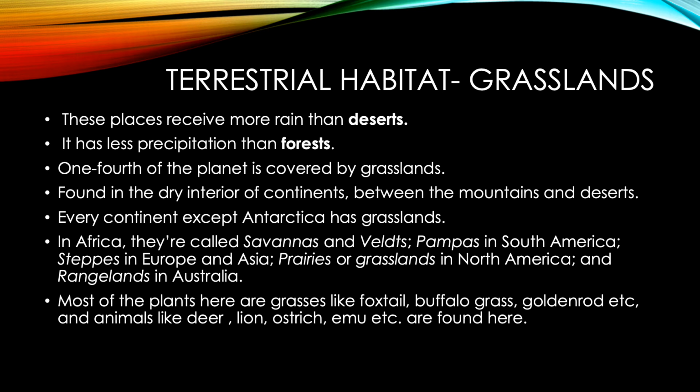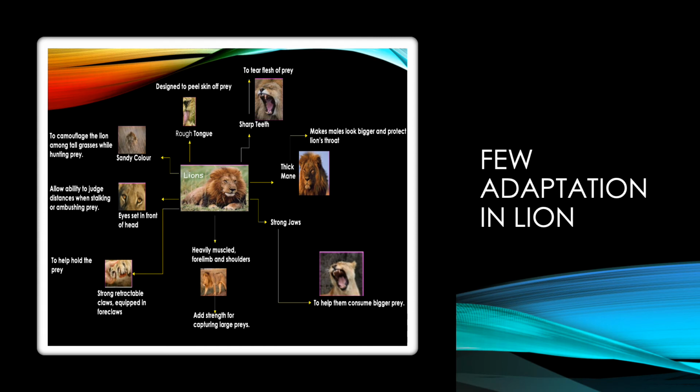In Africa, they are called savannas and velds. Pampas in South America, steppes in Europe and Asia. Prairies or grasslands in North America and rangelands in Australia. Most of the plants here are grasses like foxtail, buffalo grass, goldenrod, etc. and animals like deer, lion, ostrich, emu, etc. are found here. A few adaptations in lion.